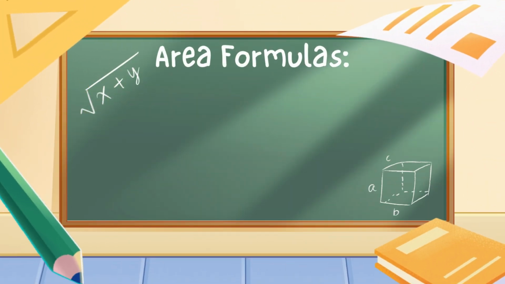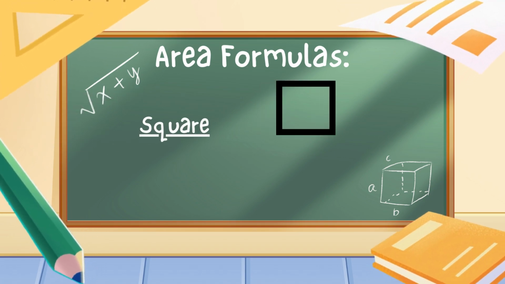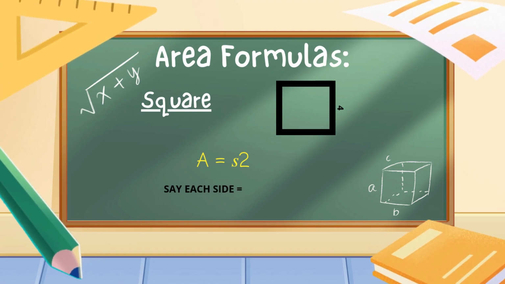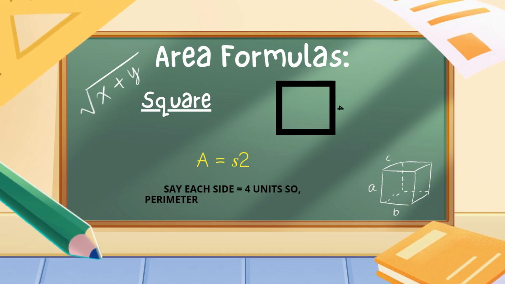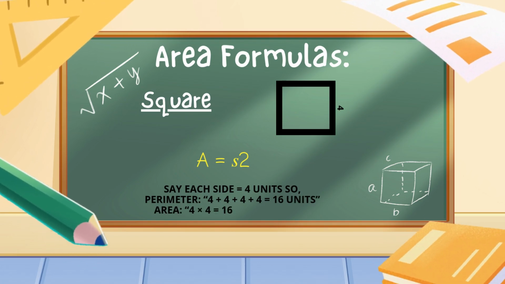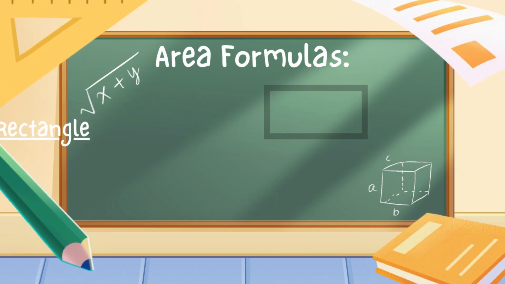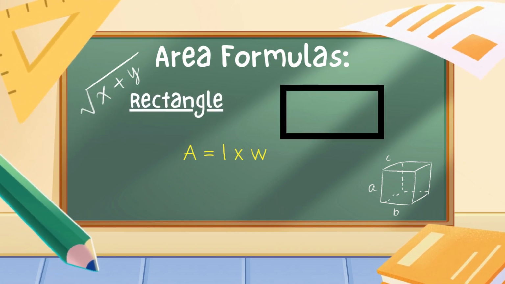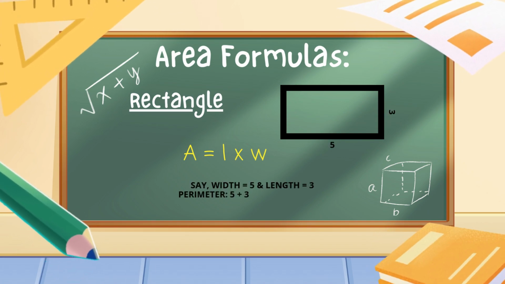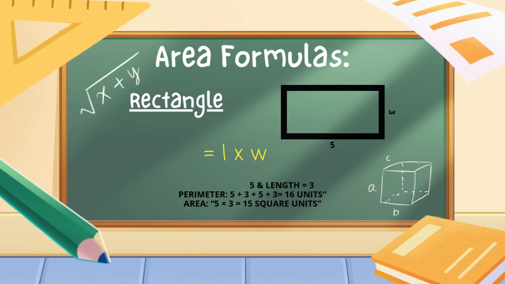Now let's look at some common shapes and their formulas. Watch the screen as we go through them. For a square, the area equals side times side, or side squared. For example, a square with sides of 4 units has a perimeter of 16 units and an area of 16 square units. For a rectangle, the area equals length times the width. For example, a rectangle with a length of 5 units and a width of 3 units has a perimeter of 16 units and an area of 15 square units.